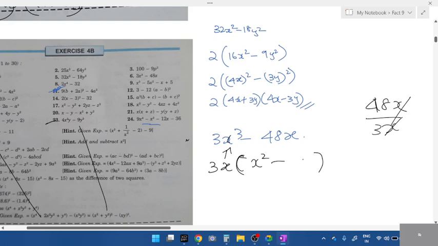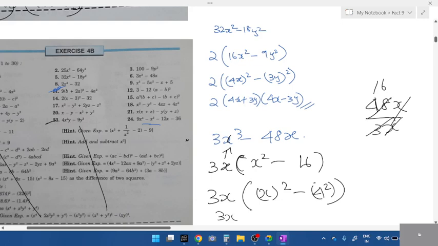Yes, 16. 3 ones are 3, 16 times, right? So 3x as it is. Just think, x square and 16 is a separate question. Can I write it as x square minus 4 square? 3x as it is. What is a square minus b square? x plus 4 into x minus 4.